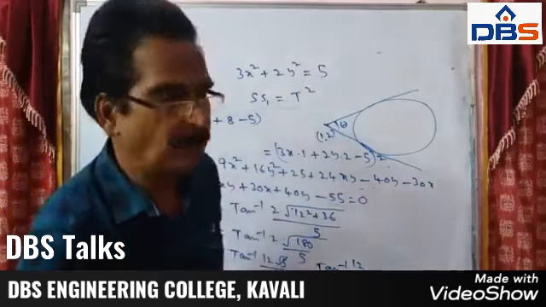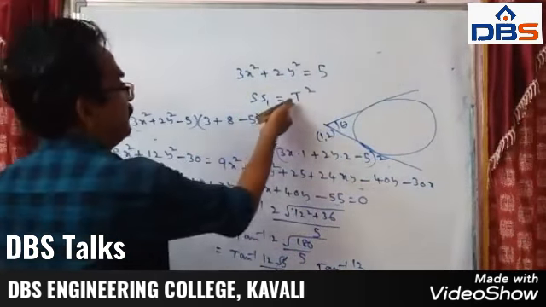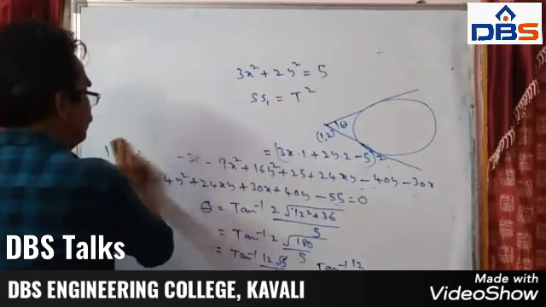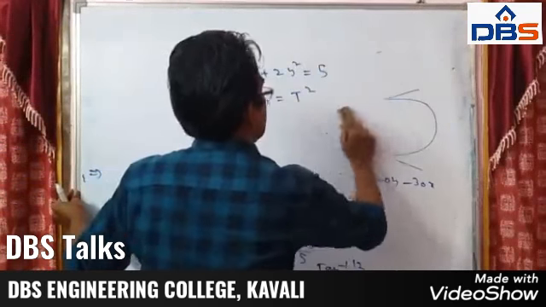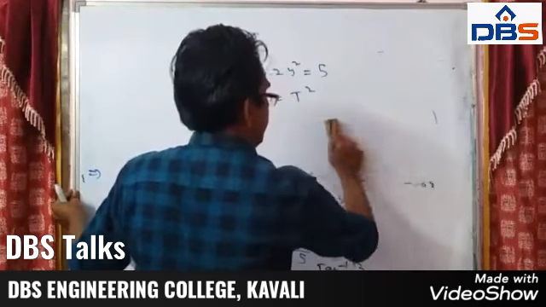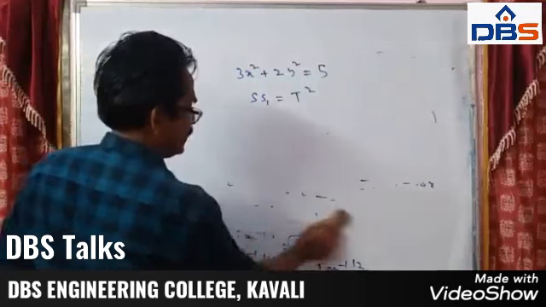Okay friends, let us do one more problem. This is an important problem. The pair of tangents or pair of lines is SS1 is equal to T square.